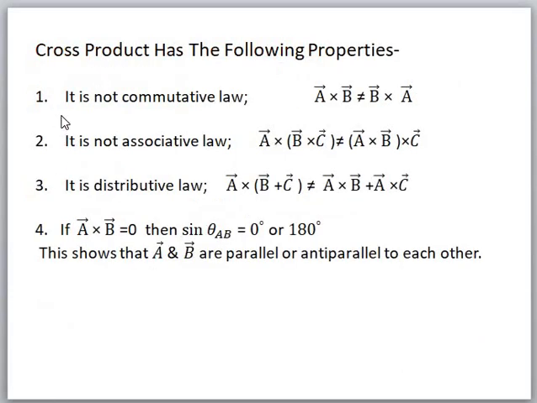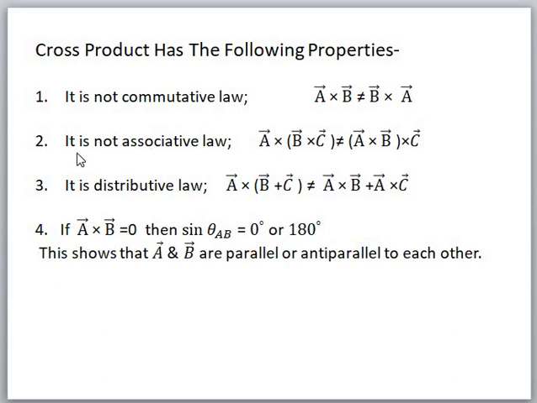Now let's see the cross product. The cross product has the following properties. It means that the cross product follows these rules. First, it does not follow the commutative law. It means vector a cross vector b is not equal to vector b cross vector a.